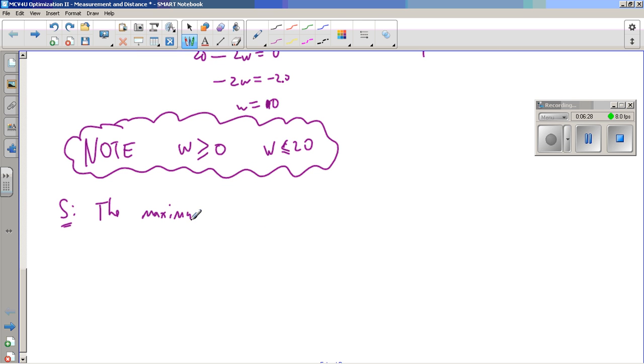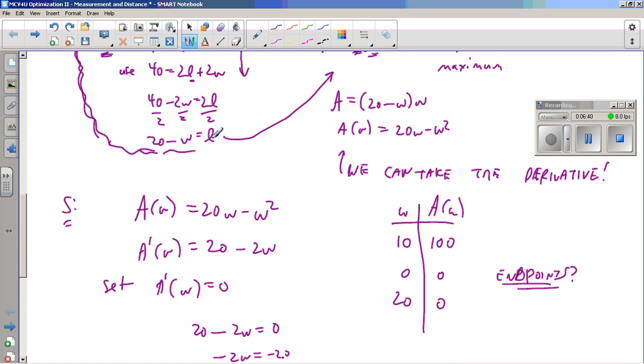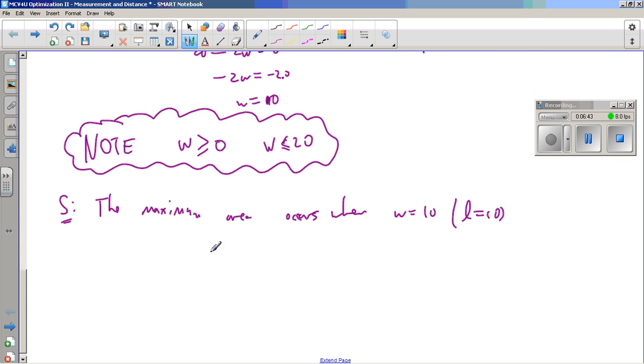The maximum area occurs when width is 10, and then that means the length is 10 as well, right? Because we had this little expression there, when the width is 10, then the length is 10. I can calculate that. And the area is 100, just like we knew. Okay, these are going to get much, much more interesting very soon here.